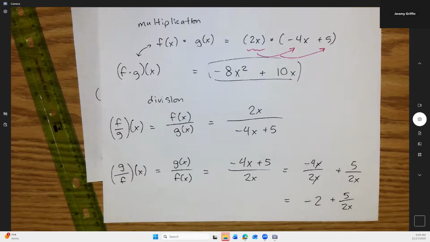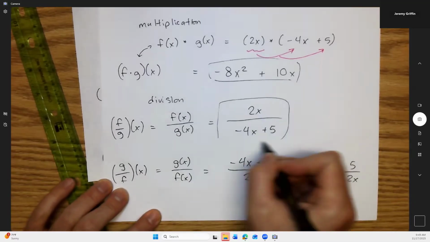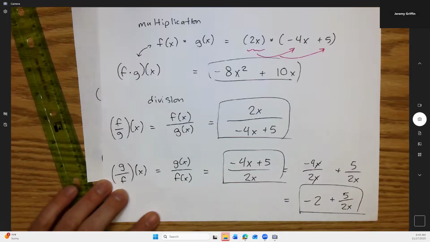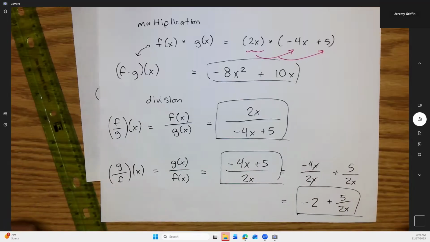All right, you guys good with multiplication, division? Multiply the functions together, divide the functions. I divided them two different ways to get two different answers. This is f over g. This is g over f, which could also simplify to that. Okay. All right.